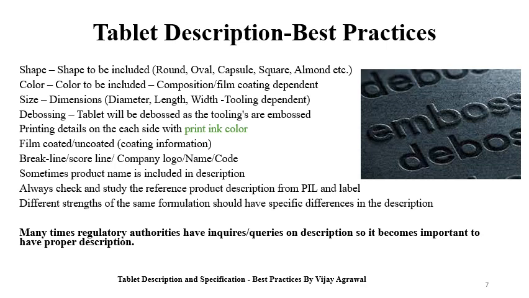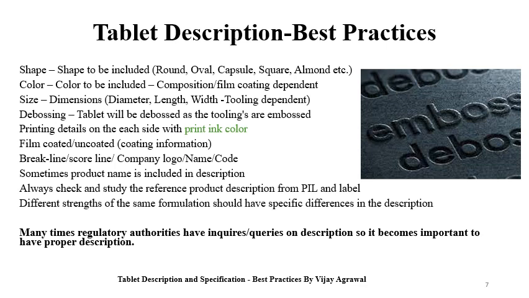Many people get confused in this. So you please remember this, try to understand these terminologies. Your punches are embossed, that's why the embossed punches will give debossed tablets. Then printing details to be included in the description. If printing is on one side, then it should be included, and other side is plain, we can mention. Also include the color of the print ink. Suppose printed in black or printed in green or gray, something like that.